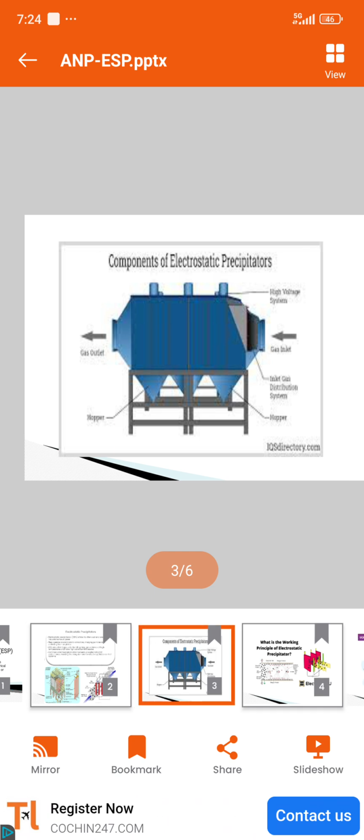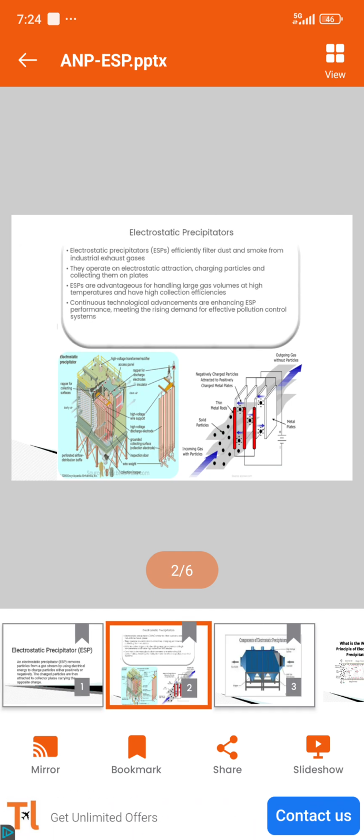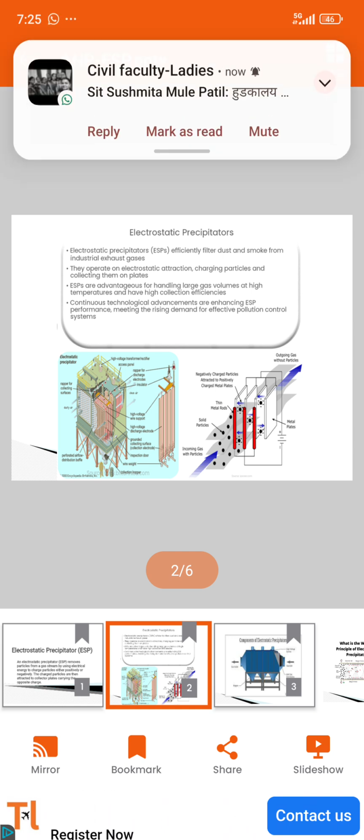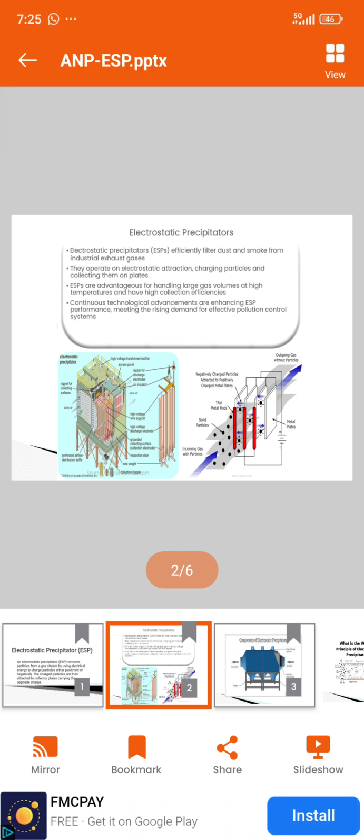These electrostatic precipitators efficiently remove dust and smoke from industrial exhaust gases, as in manufacturing industries, including different chemical production industries, dust or smoke is generated or exhausted during processing. To remove these dust particles from the gases, industry can use this electrostatic precipitator. They operate on electrostatic attraction, charging particles and collecting them on the plates.